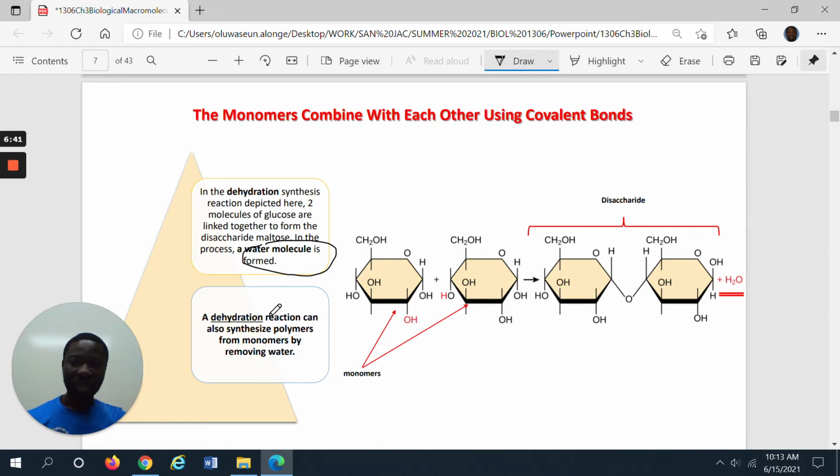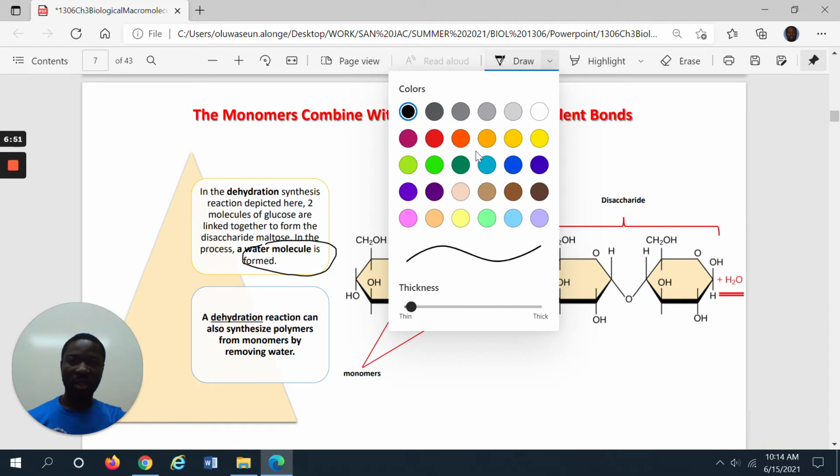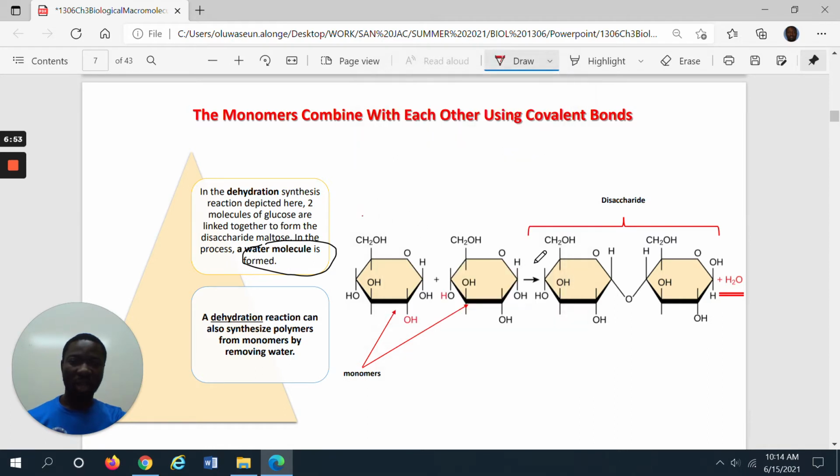Now, another thing that I pointed out earlier too is this is a reverse reaction. So this reaction can go the other way. It can come back like this. And so if you want to reverse this reaction, all you need to do is add a water molecule. If you add a water molecule to this, you are going to get back your monomers separately. So this is called dehydration. Dehydration reaction is when you remove a water molecule because you want to form a bond.